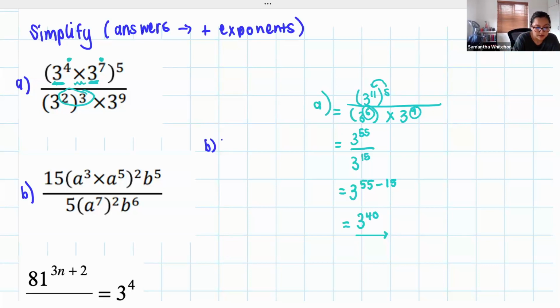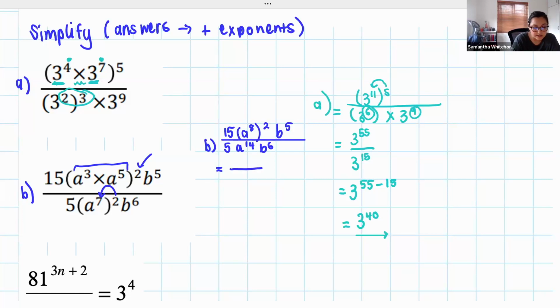So in my numerator, I'm going to leave the 15 for now. We will deal with it, just not right now. I'm first going to deal with this bracket. They are the same bases. It's both a base of a. So I can add the exponents together, giving me a to the power 8. And I need to remember that's still being squared. Then I've got my b to the power 5. Again, I will deal with the division in a second. In the denominator, I still have the 5. I'll deal with it later. And now I need to distribute this 2. So I've got a to the power 14, b to the power 6. So I'm starting to simplify.